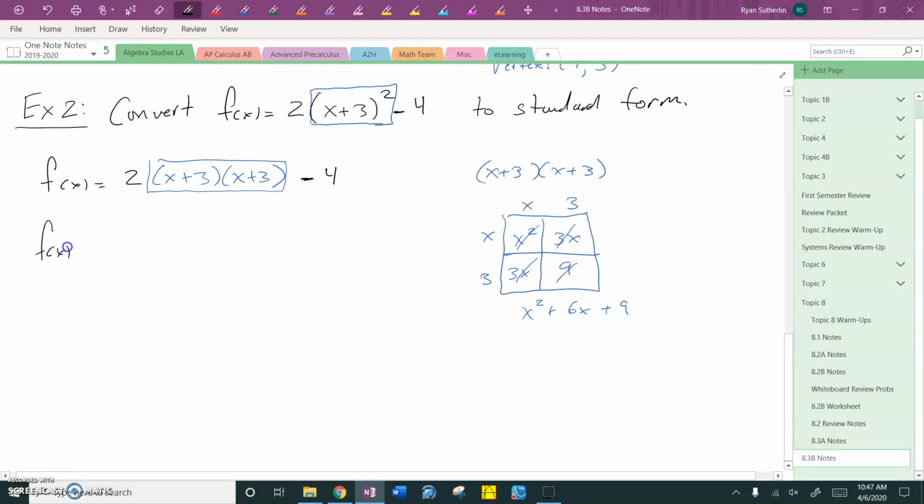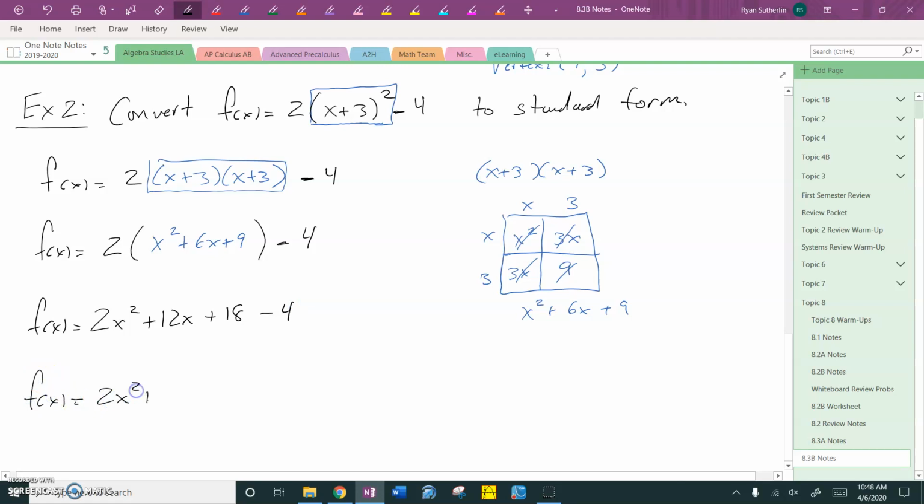So now I'm going to substitute. This is now x squared plus 6x plus 9. Now I'm going to distribute the 2. So I have 2x squared plus 12x plus 18 minus 4, and now combine like terms. So 2x squared plus 12x plus 14. So the new skill I want you to be able to do today is take something that is in vertex form and, using some skills that we've learned over the course of this year, convert it to standard form.